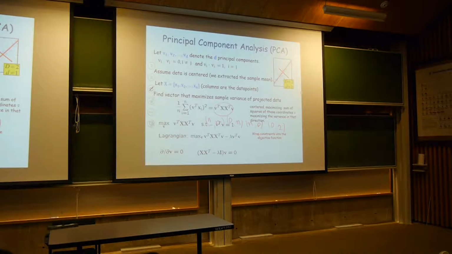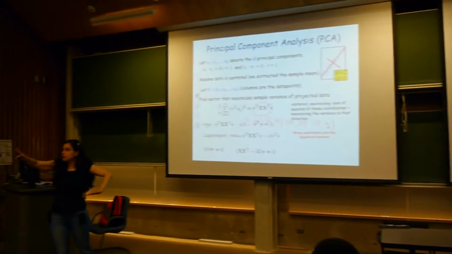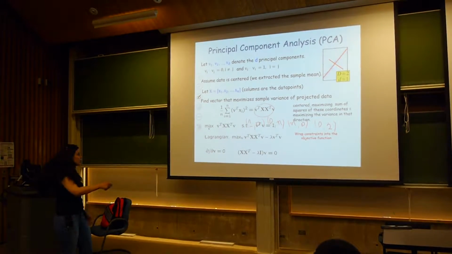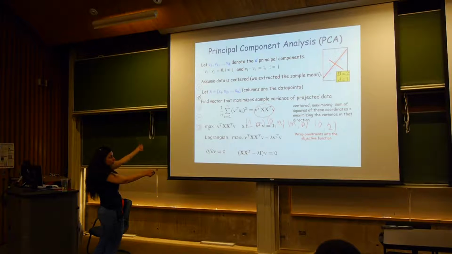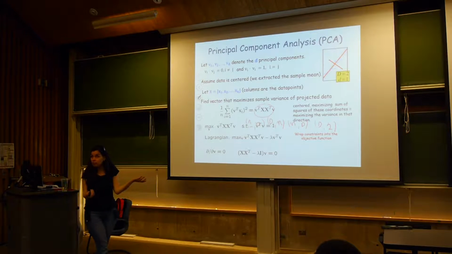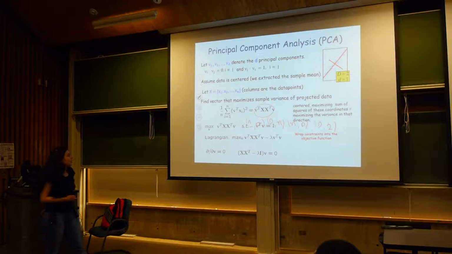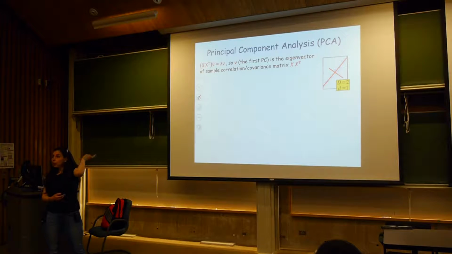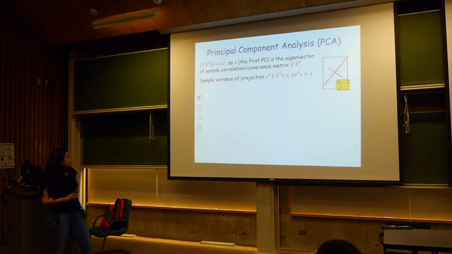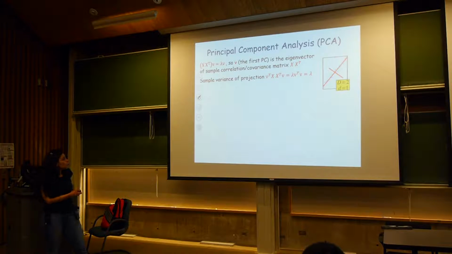So given the first principal component, I might also want to understand the sample variance in that direction. By using this formula, that the sample variance is V transpose XX transpose V, and the characterization we just got of the first principal component, we can now compute it. The sample variance by definition in the direction is V transpose XX transpose V. But what do we know about XX transpose V? We just argued that this is the same as lambda V.